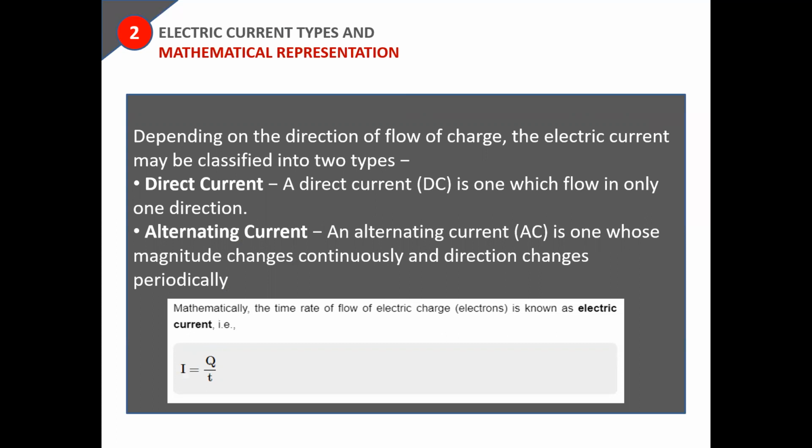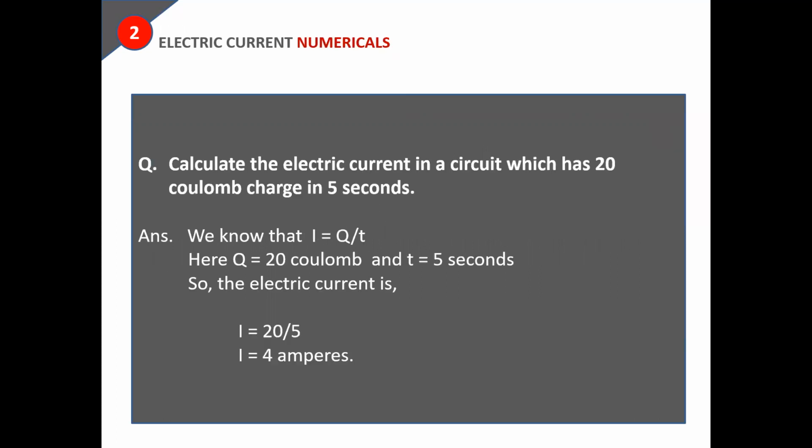So here is another numerical question. Calculate the electric current in a circuit which has 20 coulombs of charge in 5 seconds. We know that the formula is I is equal to Q by t. Given Q is 20 coulombs and t is 5 seconds, we can easily calculate I is equal to Q by t, which is 20 by 5, and that is 4 amperes. Here current is always measured in amperes.